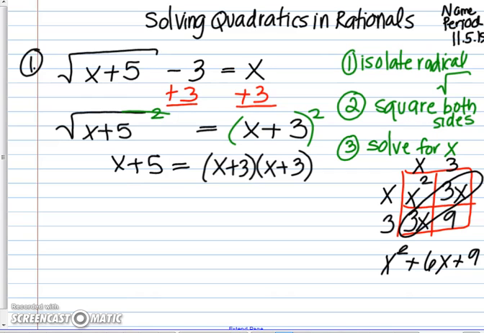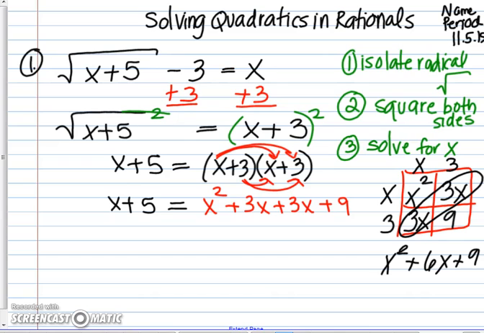That's one way of doing it, the box method, or you can do FOIL. x times x gives you x squared. x times 3 gives you 3x. 3 times x gives you 3x. And 3 times 3 gives you 9. You combine the like terms. So you have x plus 5 is equal to x squared plus 3x plus 3x plus 9. So this becomes x plus 5 is equal to x squared plus 6x plus 9.